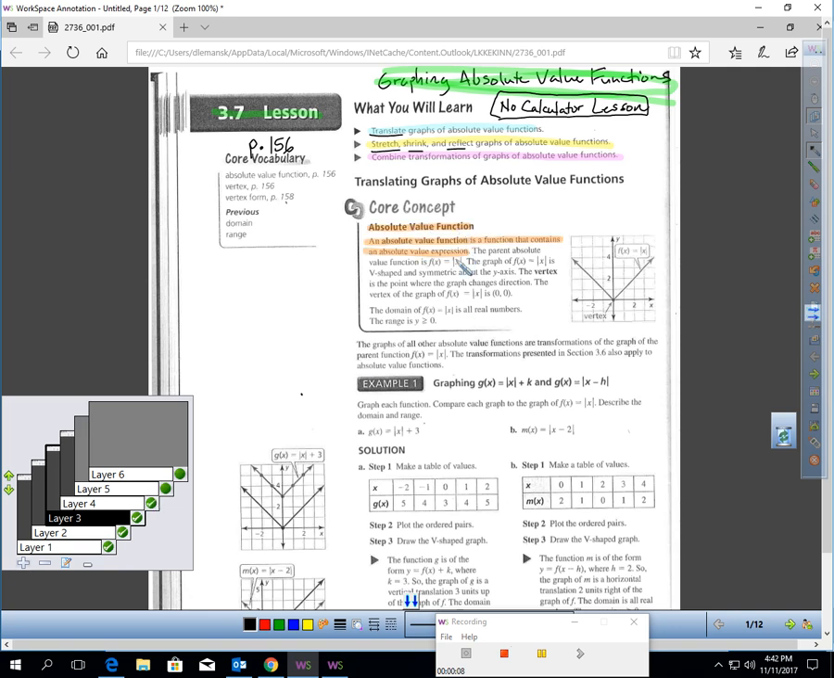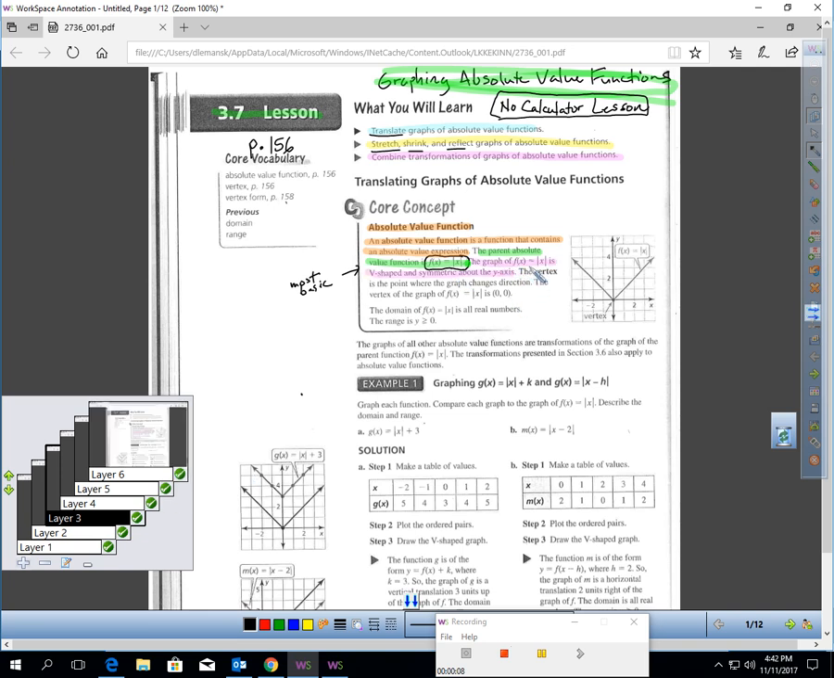Let's talk about an absolute value function. An absolute value function is a function that contains an absolute value expression. The parent absolute function is f of x equals absolute value of x. You can see that it said here, absolute value function is a function that contains an absolute value expression. You can see that here. This contains an absolute value expression. The parent function means the most basic. This is the most basic absolute value function.